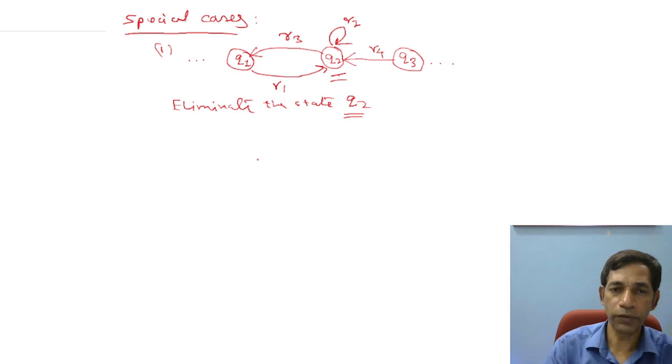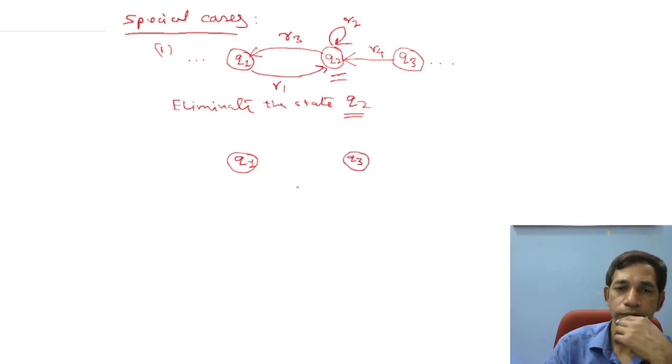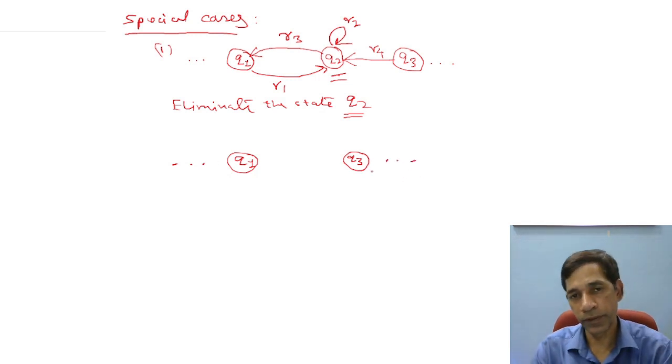So once you eliminate it, then in the next simplified transition graph, you will not have the state Q2. You will have only two states now: one is Q1 and the other one is Q3. Whatever is here, we are not worried about this.